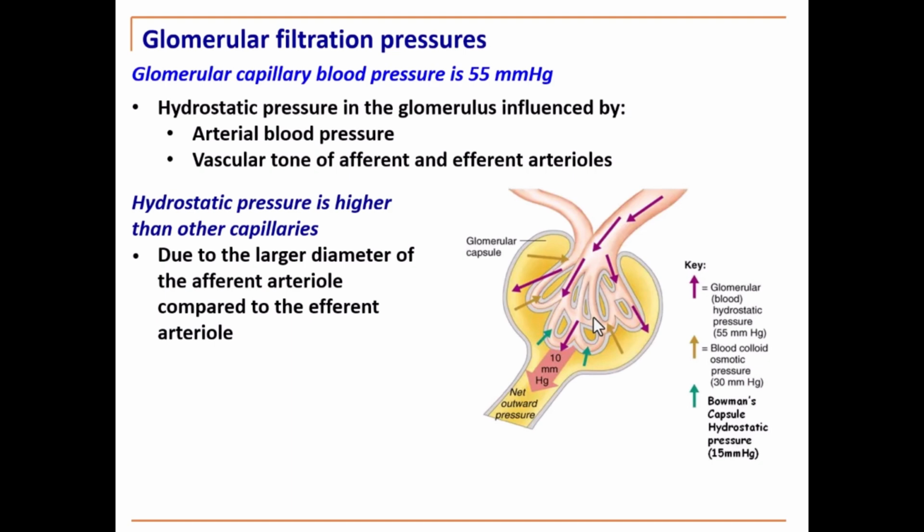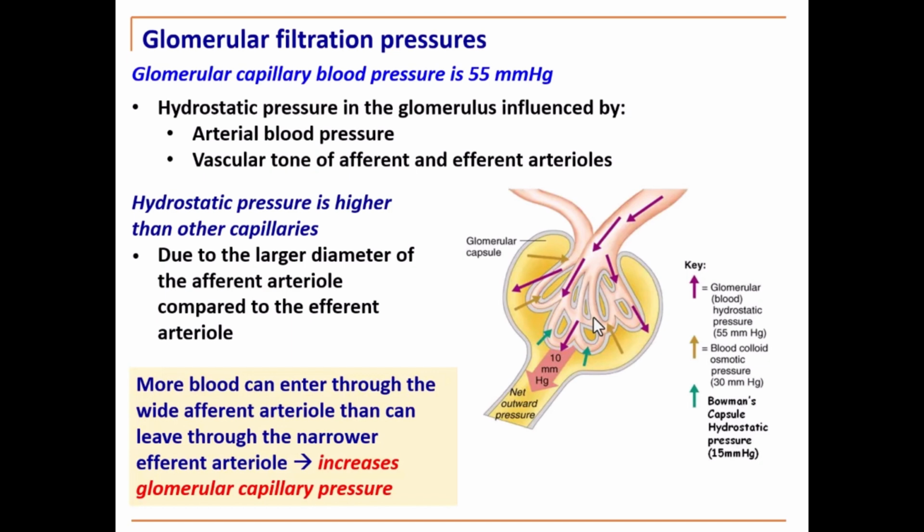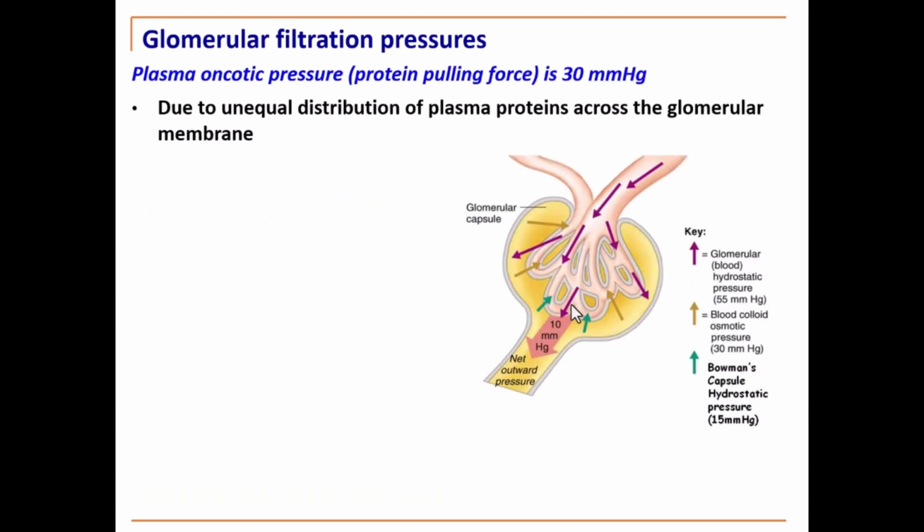And that's what raises that pressure up to 55 millimeters of mercury. So, like I said, the summary of this is that more blood can enter through the wide afferent arteriole than can leave through the narrower efferent arteriole, which causes that increase in your glomerular capillary pressure, one of the driving forces of glomerular filtration.